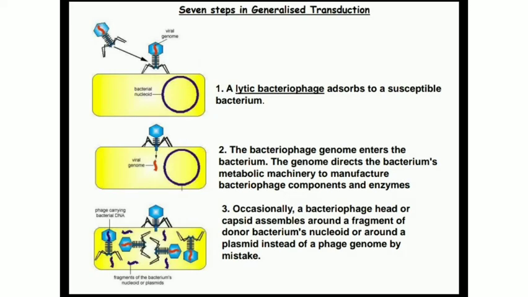There are 7 steps in generalized transduction. Step 1. A lytic bacteriophage adsorbs to a susceptible bacterium. Point 2. The bacteriophage genome enters the bacterium. The genome directs the bacterium's metabolic machinery to manufacture bacteriophage components and enzymes. And in point 3, occasionally the bacteriophage head or capsid assembles around a fragment of the donor bacterium's nucleoid or around a plasmid instead of the phage genome by mistake.